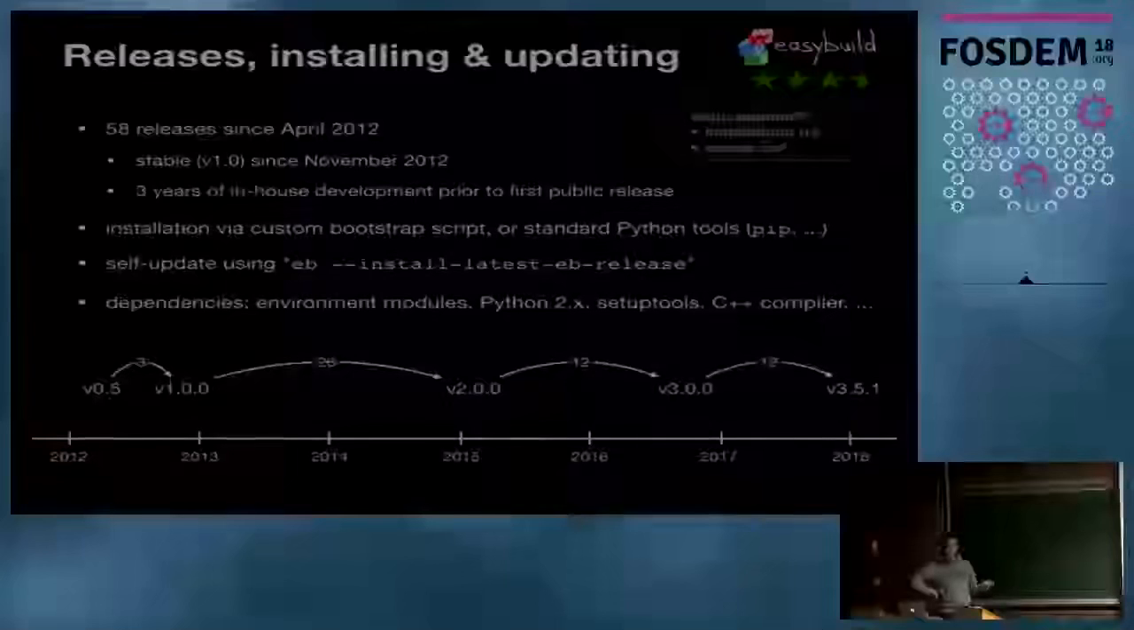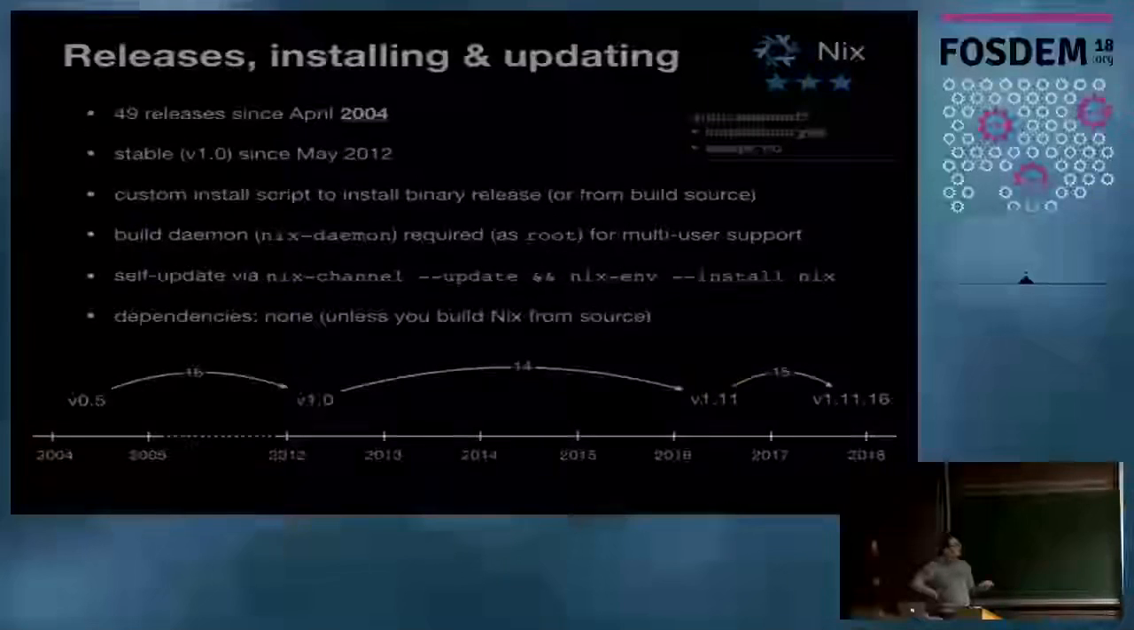Nix has been around for a very long time, since 2004. Stable since 2012, so 1.0. It has an install script to install the binary release, or if you want to, you can build Nix from source. You have to get this build daemon running, because this is the thing that actually does the installations. And this needs to run as root. So here you do need sudo to install Nix, not to run it. A normal user can talk to Nix and get stuff installed, and the installation is just done by the daemon, so the user is talking to the daemon. Self-update support is there as well, and dependencies, well, not really, unless you want to build it from source, then the stuff it needs has to be there.